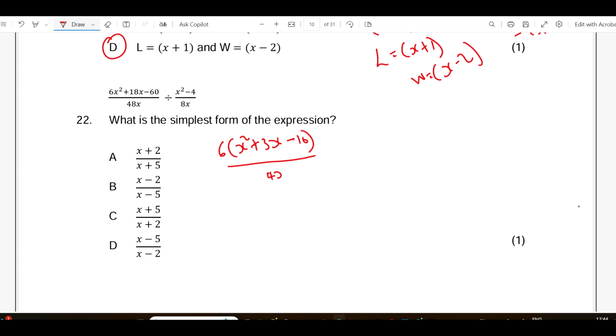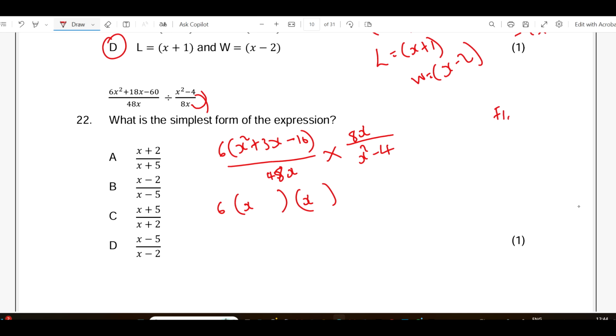Everything is divisible by 6. 48x. I'm going to turn this division into multiplication. This will come here, and this will come here. So it's going to be 8x divided by x squared minus 4. I will come and factorize here. I will have x here, I will have x here. And then factors of 10.